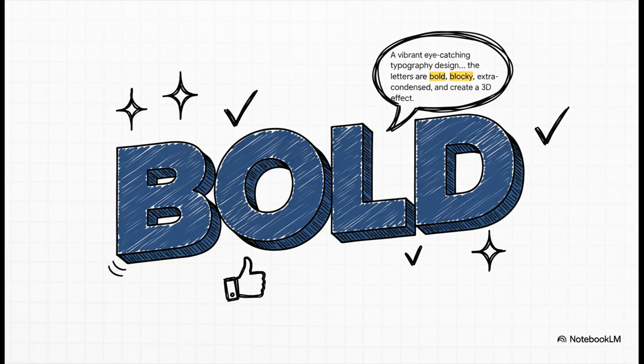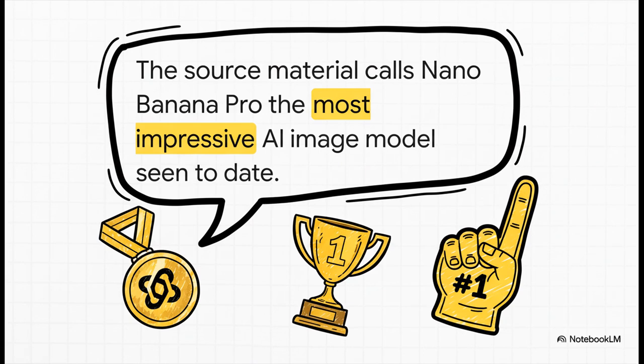Just look at this. This image was created with the exact prompt you're seeing. The text, it's perfect. The 3D effect is flawless. Every letter form is totally consistent. This is not some small, incremental update. No, for anyone who does graphic design, this is a total game changer. You know, based on outputs like that one, it's no surprise the source material we're looking at here doesn't pull any punches. It's flat out calling Nano Banana Pro the most impressive AI image model to date. That's a bold claim. So let's dig in and see if it actually lives up to the hype.